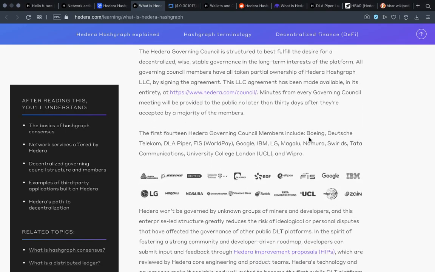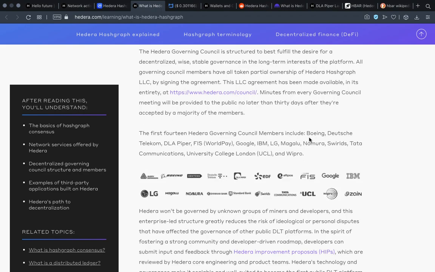The Hedera Governing Council is structured to best fulfill the desire for a decentralized, wise, stable governance in the long-term interests of the platform. All Governing Council members have taken partial ownership of Hedera Hashgraph LLC by signing the agreement. This LLC agreement has been made available in its entirety at https://hedera.com/council. Minutes from every Governing Council meeting will be provided to the public no later than 30 days after they're accepted by a majority of the members.